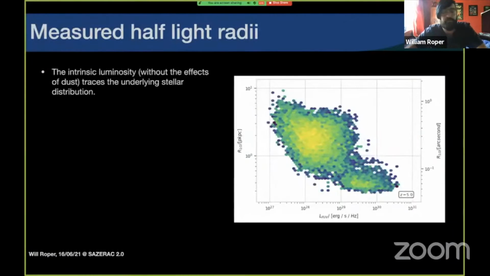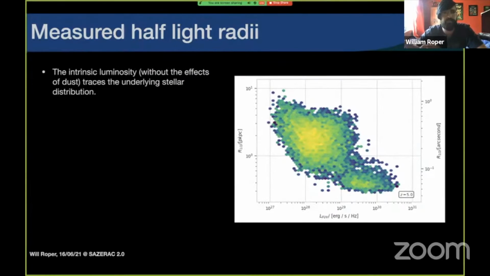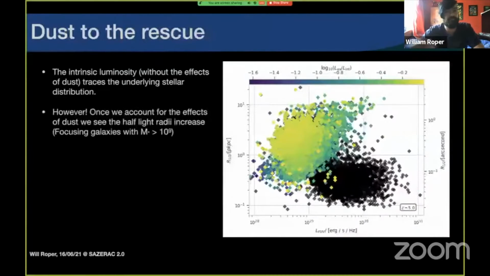So this is the size-luminosity relation at redshift 5, but for the intrinsic luminosity. And unsurprisingly, this just traces the underlying stellar distribution. So you again have these two populations: one bright, high mass, compact, and one diffuse, low mass and low brightness population. But things begin to get interesting when you actually include dust. This plot is again the size-luminosity relation, but now we're focusing on the massive, high mass population.